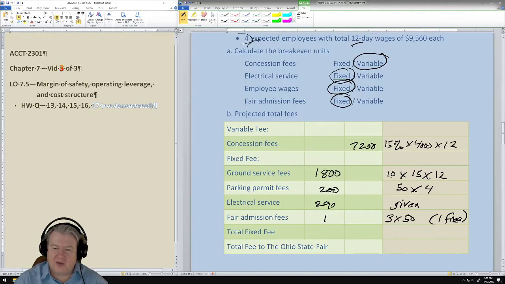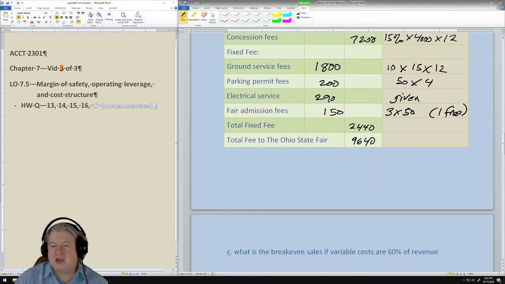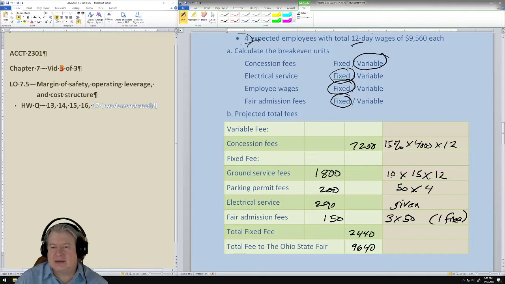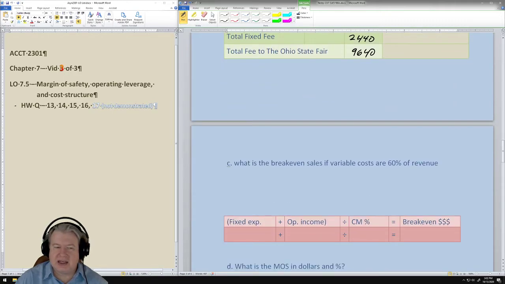So that'd be 150. So our total fixed fee is going to be $24.40, and our total fees are going to be $96.40. So a little bit, I guess, you have to make sure you pay attention to all the details there.